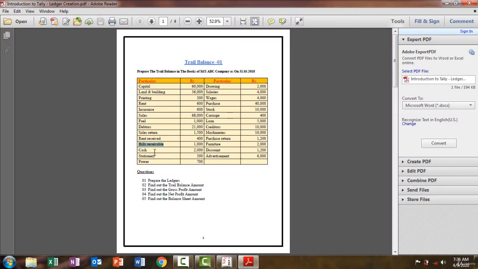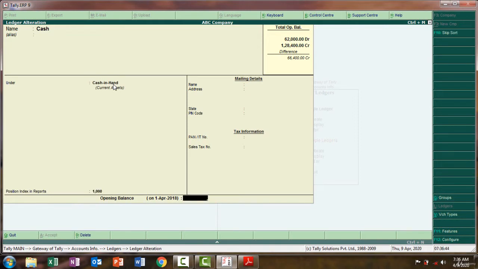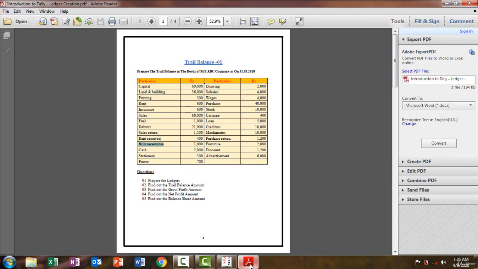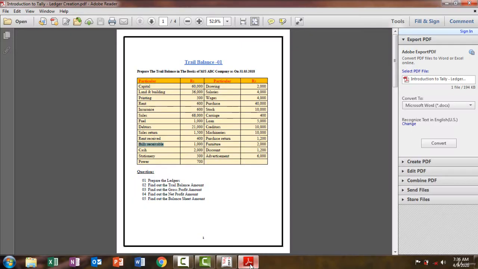Cash is the default account, so we have to press the Page Up key. If you press the Page Up key, you can see the cash. Yeah, now we can see the cash. So we have to enter the amount, how much cash in hand: 2000. I'm going to put cash as always debit, it's an asset for us.